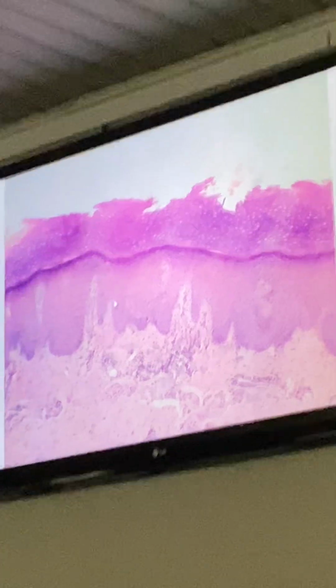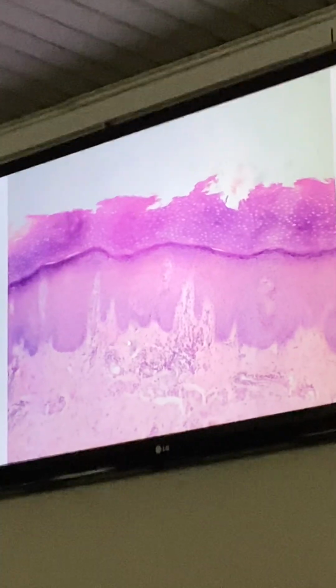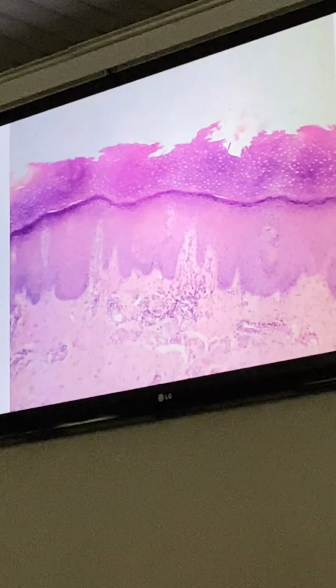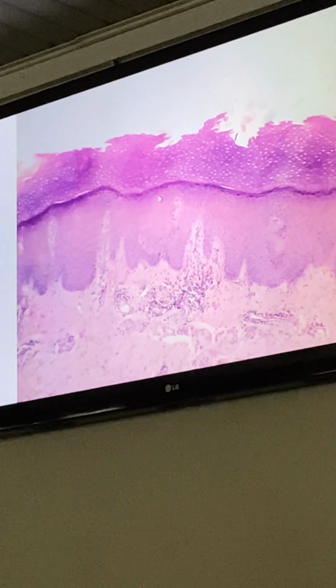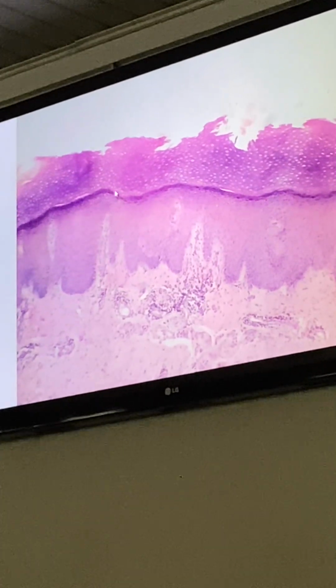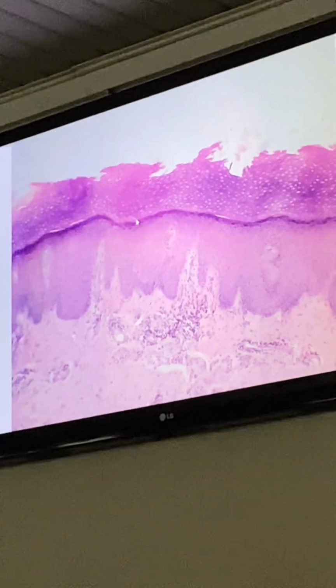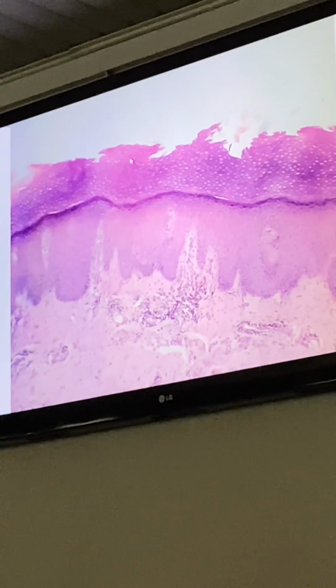So all these layers are called epidermis. Stratum basale rests on the basement membrane. This is stratum basale, and the thickest is stratum spinosum, then the granulosum, while lucidum is found only in the thick skin, where this is the stratum corneum.